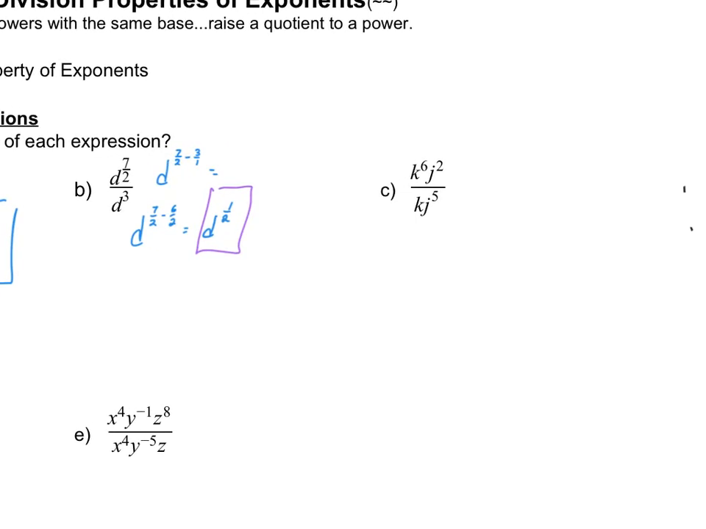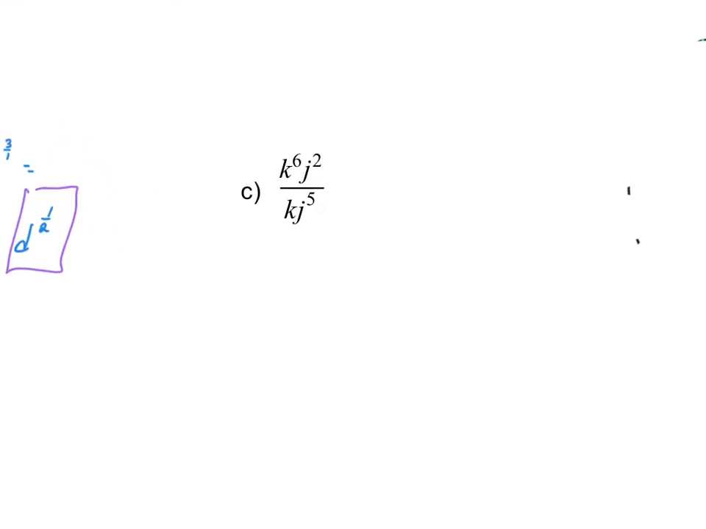As we get into another example here, we have two variables, and we know that those two things are being multiplied by each other. So let's separate those to where they're a little bit easier to see. We would have k to the 6th divided by k times j to the 2nd divided by j to the 5th, which becomes k to the 6 minus 1, because that's a 1, times j to the 2nd minus 5.